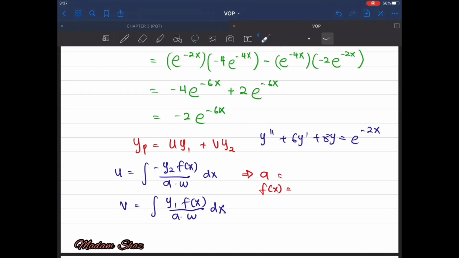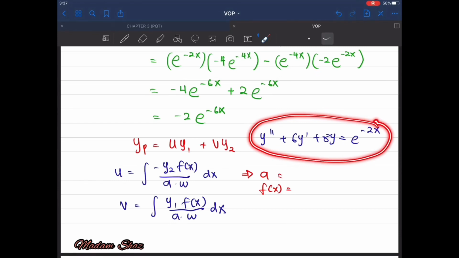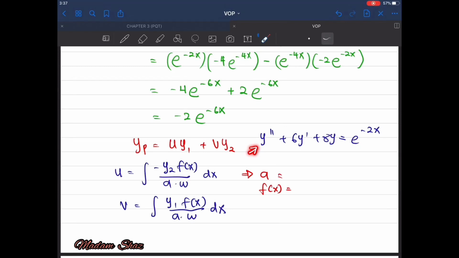Based on our original question here, what is our a? For a, you have to refer to the number beside y double prime. There is number 1, so a is equal to 1. Fx is anything on your right hand side, so your fx is equal to exponent negative 2x. Now we already know all the terms that you have to substitute in order to calculate the u and v.